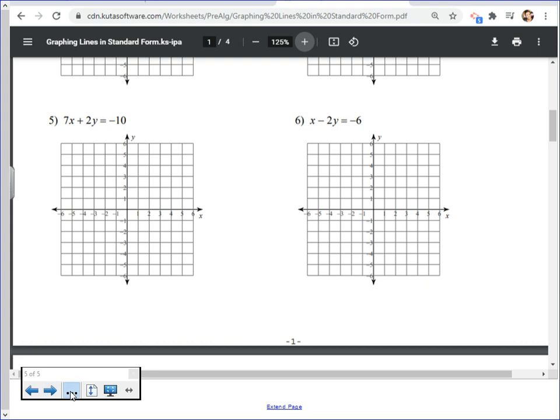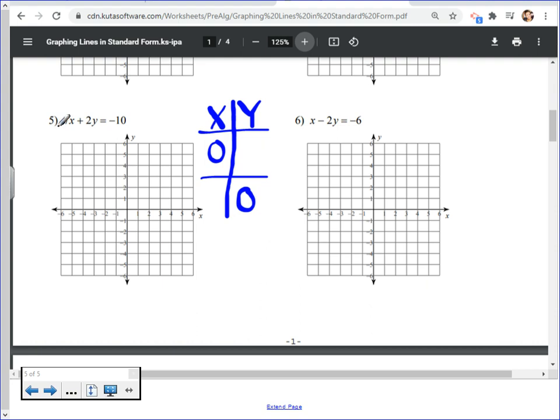Moving on to number 5. We are going to start with a t-chart because if I look at this problem, I notice that I have an X and a Y, which means it's in standard form, which means I'm going to do this little t-chart. So everybody start by doing that.